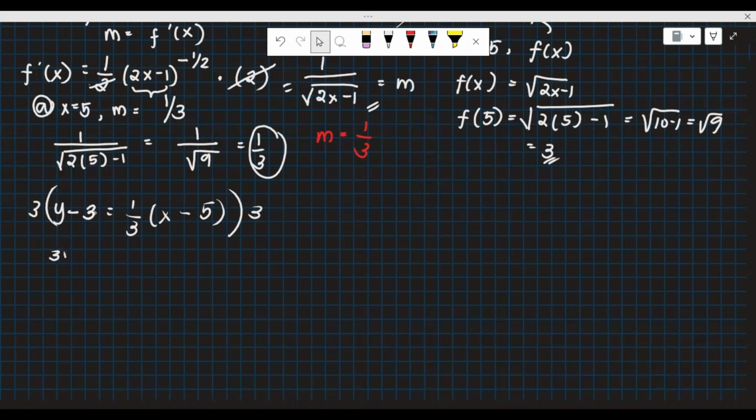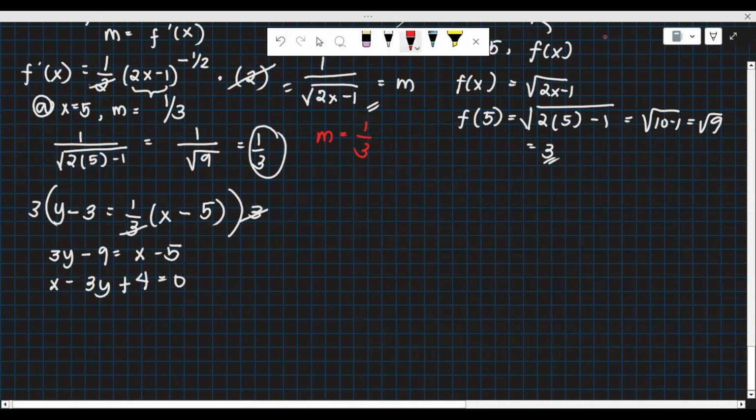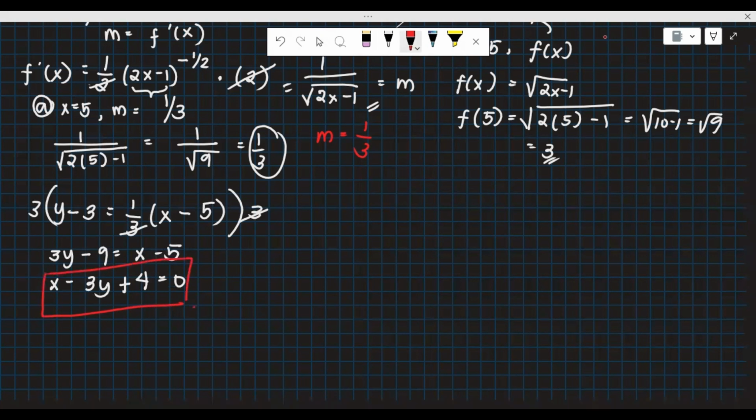That will be 3y minus 9. This is so that we can cancel yung 1/3 dito. x minus 5. And then just transposing all the numbers to this side, that would be x minus 3y minus 5 plus 9. So that would be positive 4. So now, the answer to the problem is this. Ayan yung equation of the tangent line.